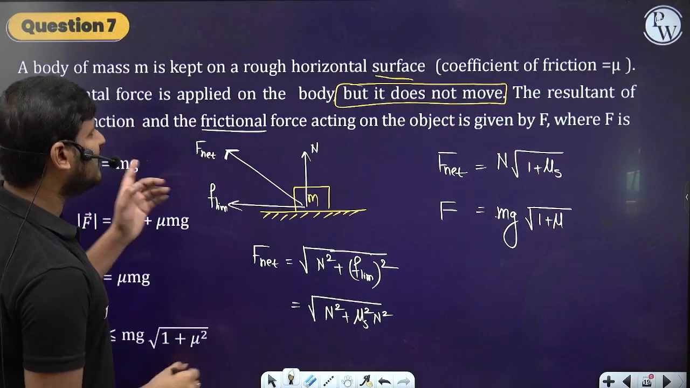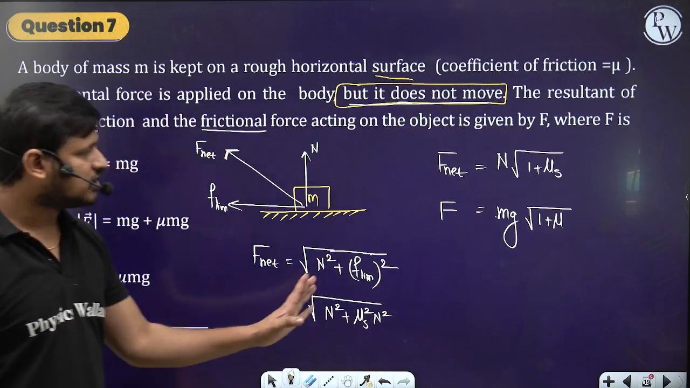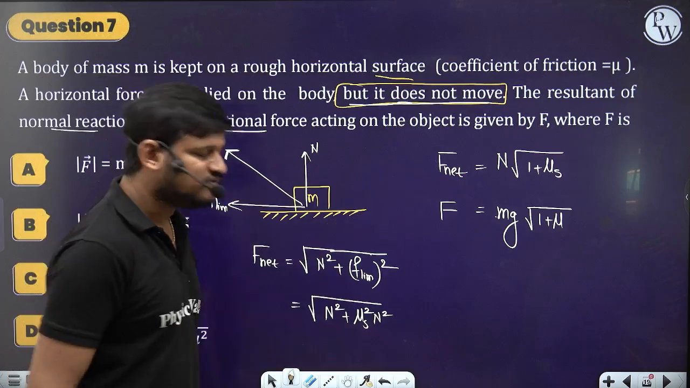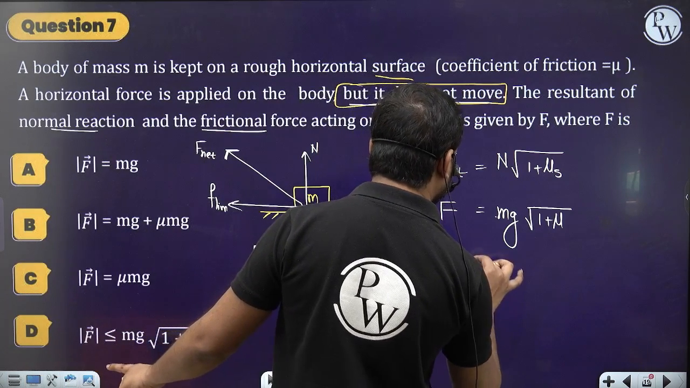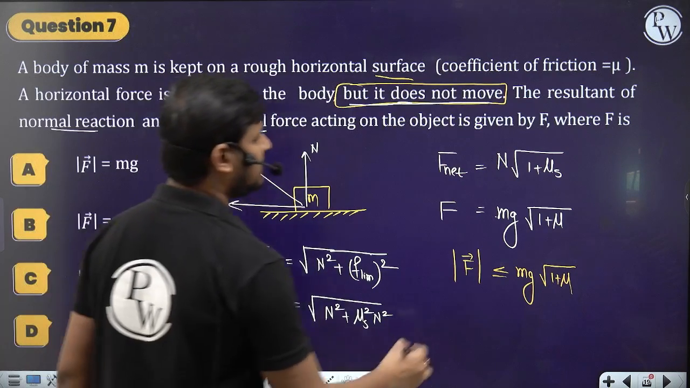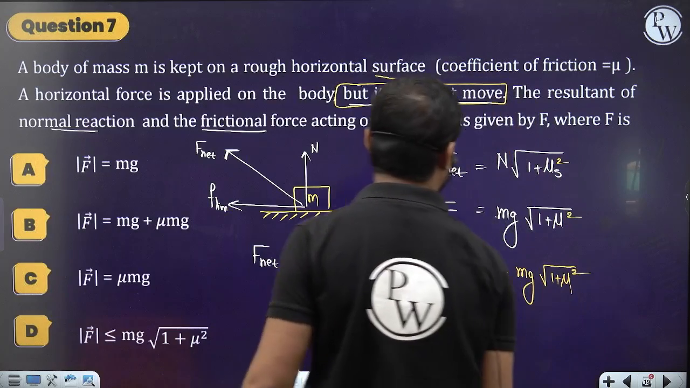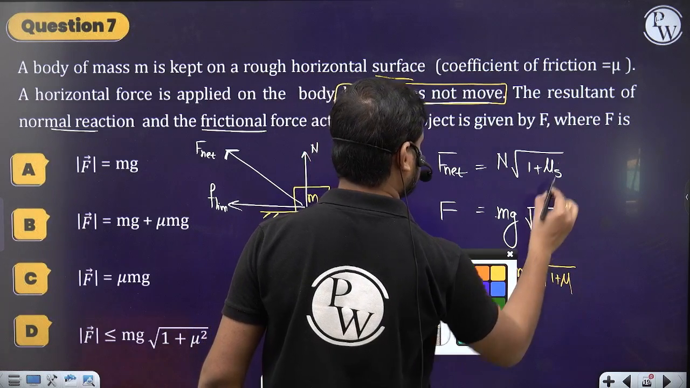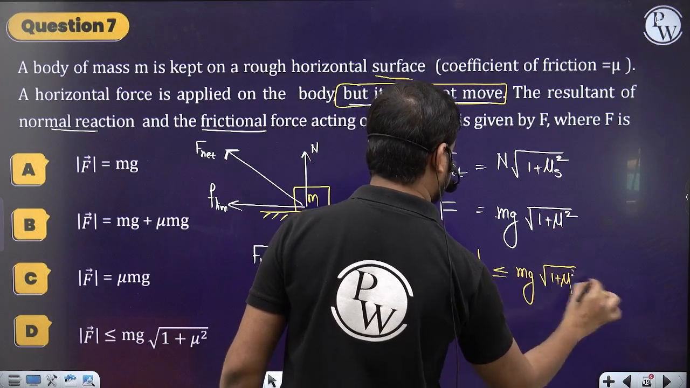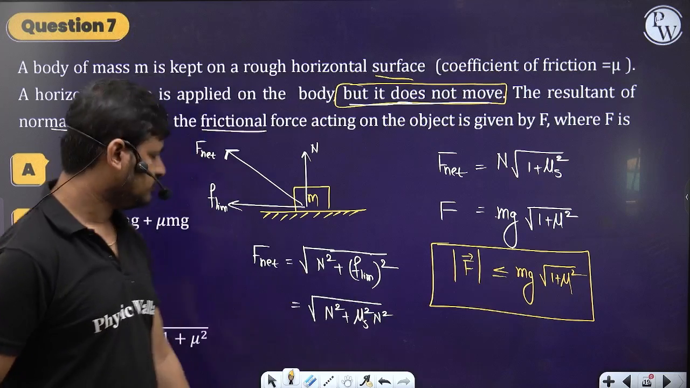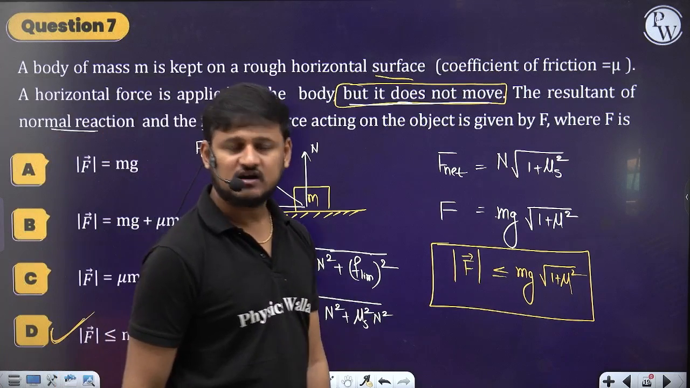They said it in the question. So now where is F? If the block is not moving, see here, this is the net contact force. If the block is not moving, it means the applied force should be either less than or equal to mg into square root of 1 plus mu square. So this is square, here it is square, and here also it is square, right? The block does not move, they said, so it should be less than or equal to. Yes or no? So option D is the correct one, guys. Clear the concept? Chalo. So that's it from my end.